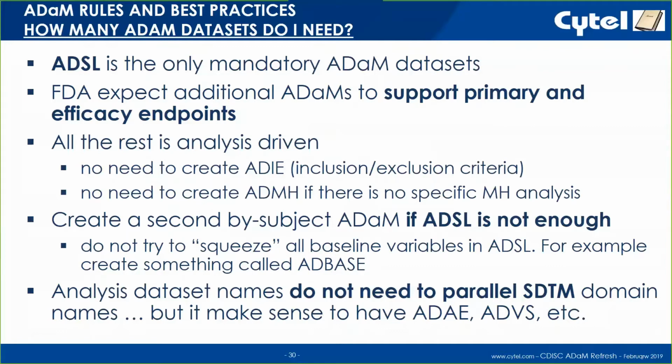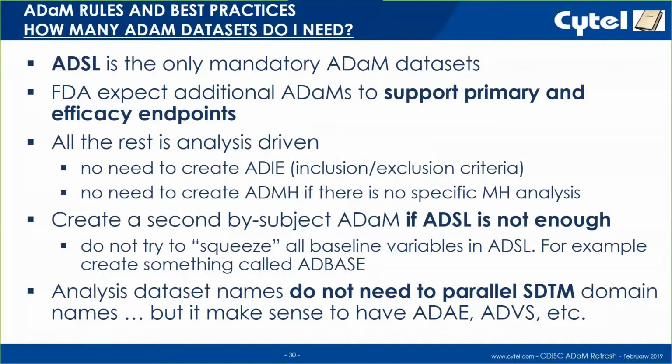From the regulatory point of view, you need for sure ADSL, and the FDA, in its Study Data Technical Conformance Guide, provides some recommendations. So, for example, they want to see ADSL, and they want to receive ADaM datasets supporting the primary efficacy endpoint. So, in theory, if your analysis is very simple, ADSL may be enough. If your primary outcome is subject alive or not at the end of the study, that's just a binary variable that can be stored in ADSL. In reality, it's not so simple, so you have many other datasets to submit.